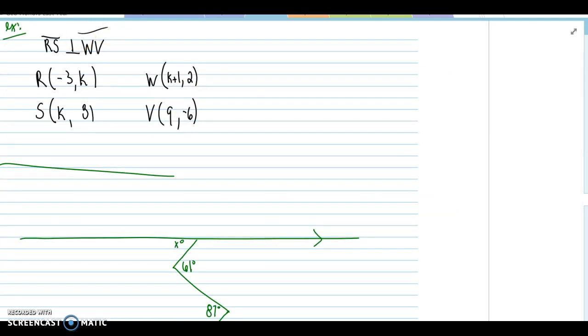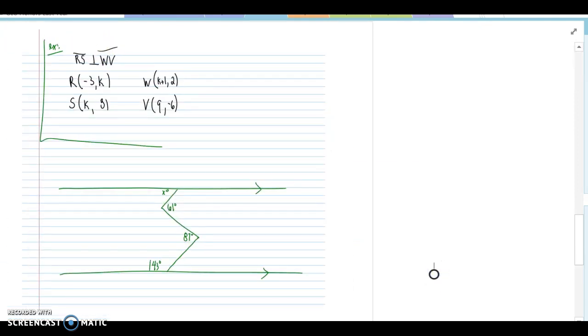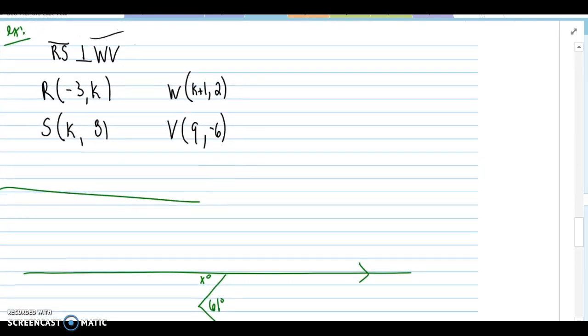All right, so next up, another review problem. We want to find the value of k so that segment RS is perpendicular to segment WV. To start off with, it's all about the slopes. So we're going to calculate the slope of RS.